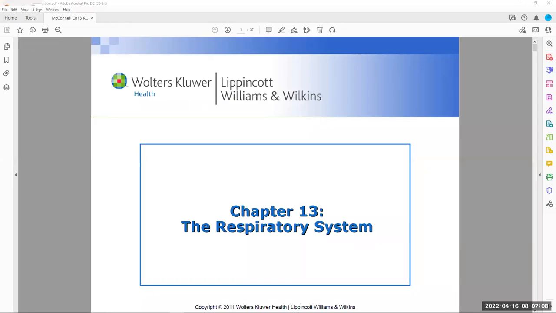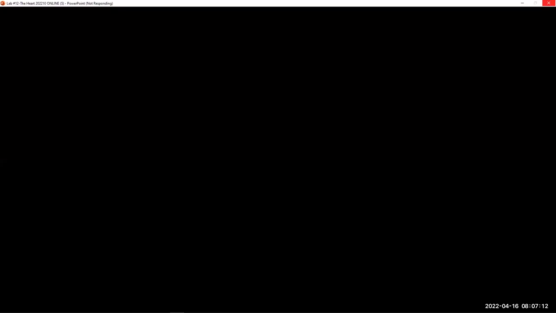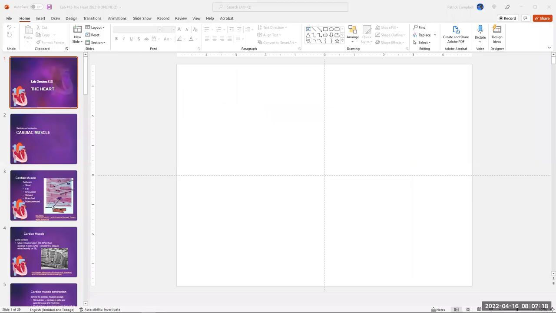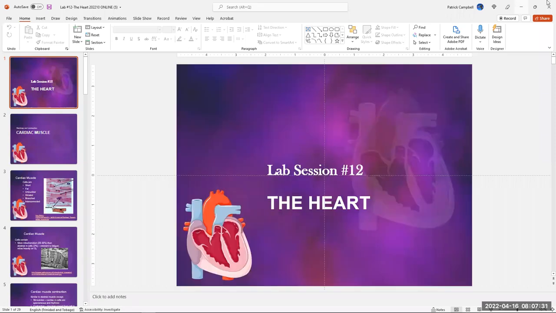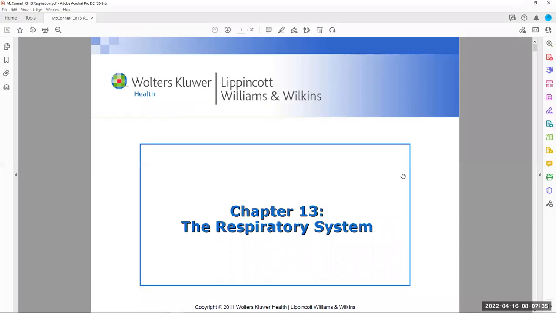Okay, so today we'll be looking at chapter 13, which involves the respiratory system. The respiratory system is indeed something that is important to us. What we are seeing here is what we'll be looking at in just a little while. This is the lab, which relates to the heart and the tissues associated with the heart itself. We'll look at this in just a second, but the focus right now is on the respiratory system.